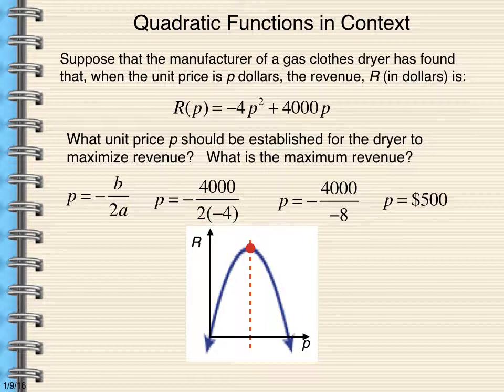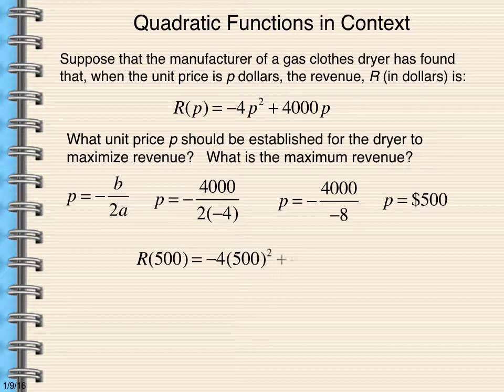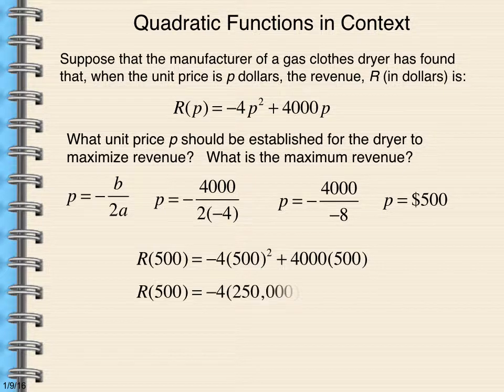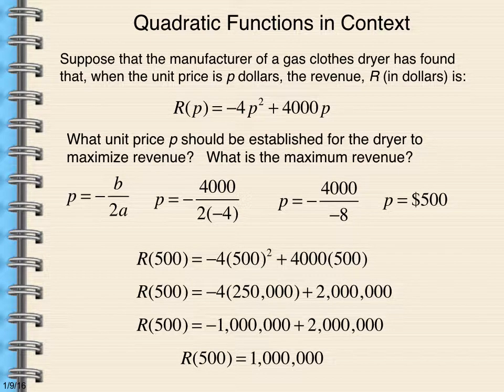Now the y-coordinate of my vertex would be the maximum revenue. So to find the revenue at a price of 500, we'll evaluate R of 500. And I'm just substituting 500 in place of the P in the formula. And now I can do the computations, and I get that the maximum revenue is going to be $1 million.